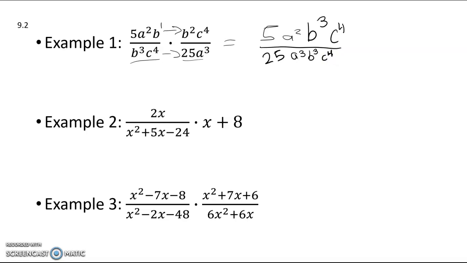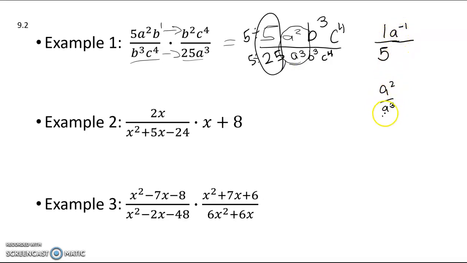Now let's start simplifying a little further. I've got this 5 over 25. I'm going to simplify that like a fraction. I can divide both by 5, and I get 1 over 5. Then I start with my a's. I've got a squared on top and a cubed on the bottom, so I'm going to subtract: 2 minus 3 gives me a to the negative 1. I'll deal with that in a second. On the bottom, b cubed over b cubed: same variable, same exponent on top and bottom, so I can cancel those out. C to the fourth on both top and bottom, I cancel both of those out. That's all I'm left with: a to the negative 1 over 5.